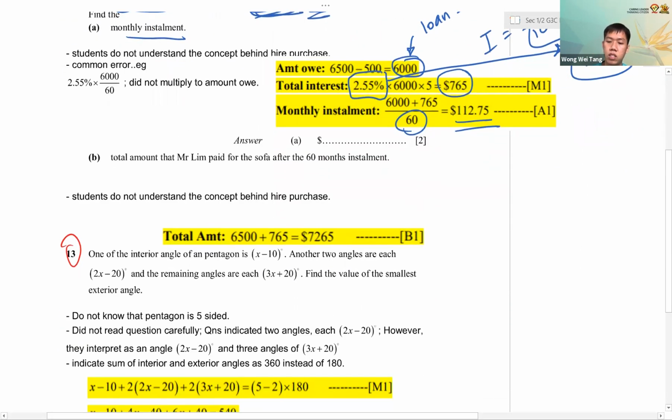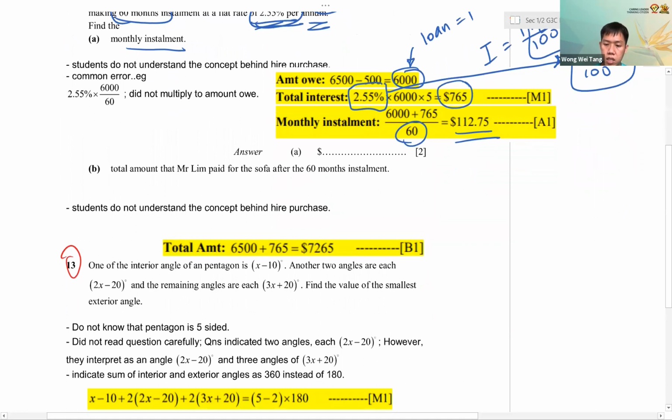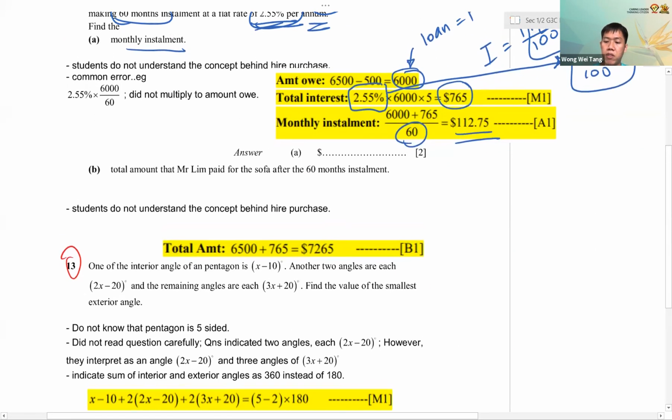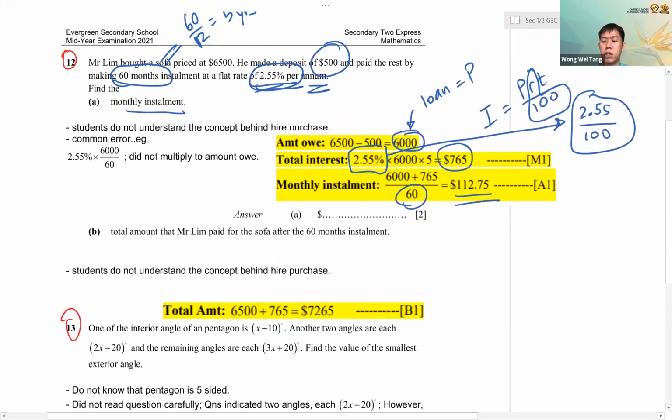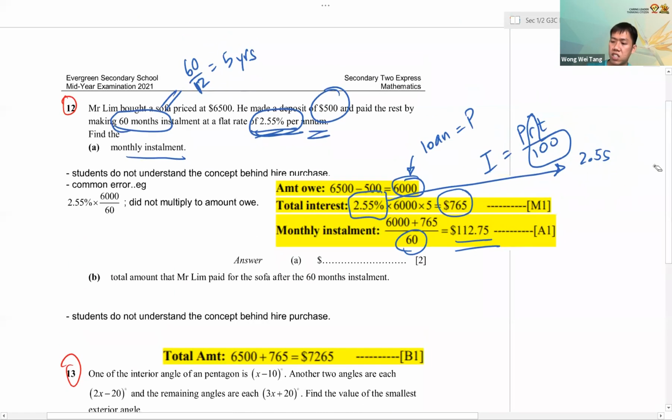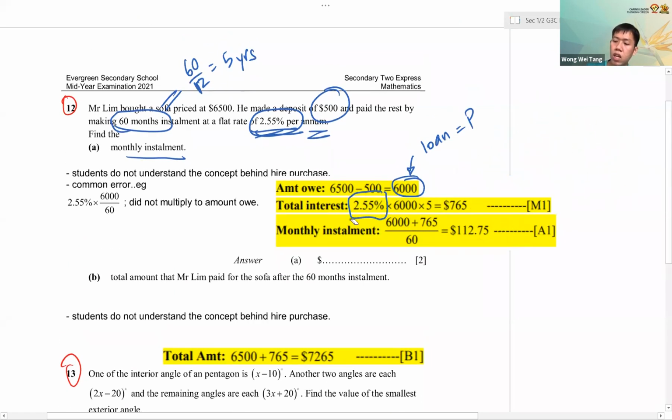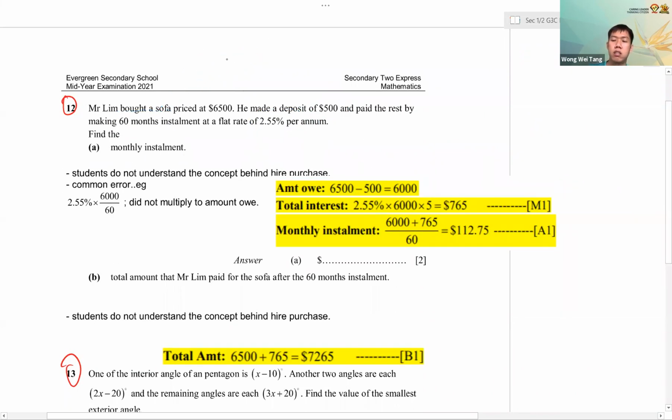Okay, so next part B. Find the total amount that he paid for the sofa after 60 months of installment. Now after 60 months, when he finally fully paid for the sofa, how much actually did he spend? It can't be just $6,500 because $6,500 was the original amount without interest. So with the introduction of the interest, $765, you need to add these two.